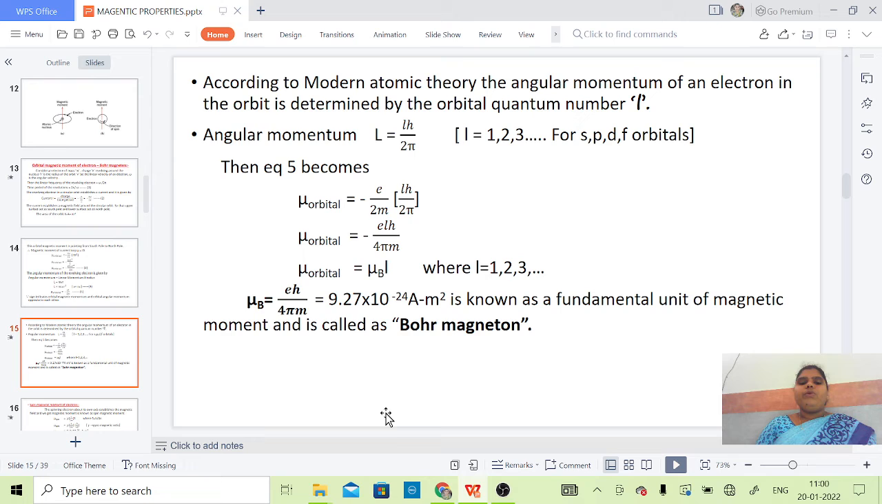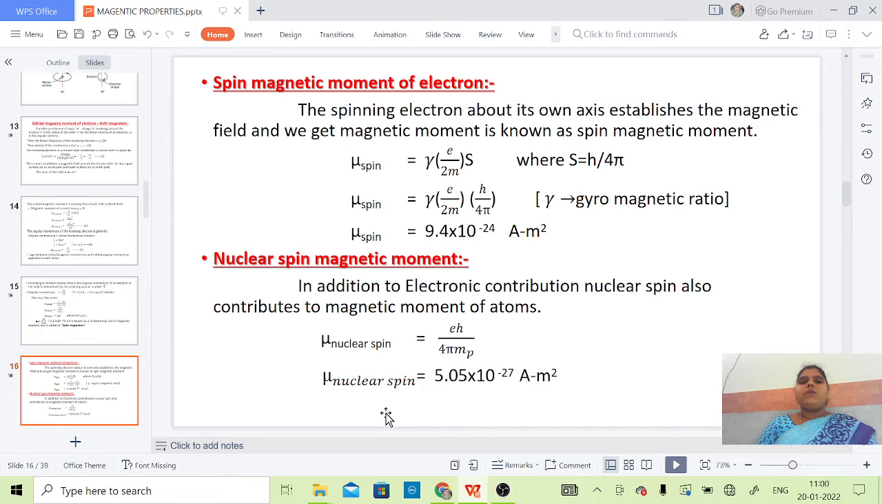Now μ orbital equals, all other values except l will be considered as μB, where l equals 1, 2, 3 and so on. So μB equals eh by 4πm, that value is 9.27 into 10 power minus 24 ampere per meter square. That is known as the fundamental unit of magnetic moment, and it is called the Bohr magneton.